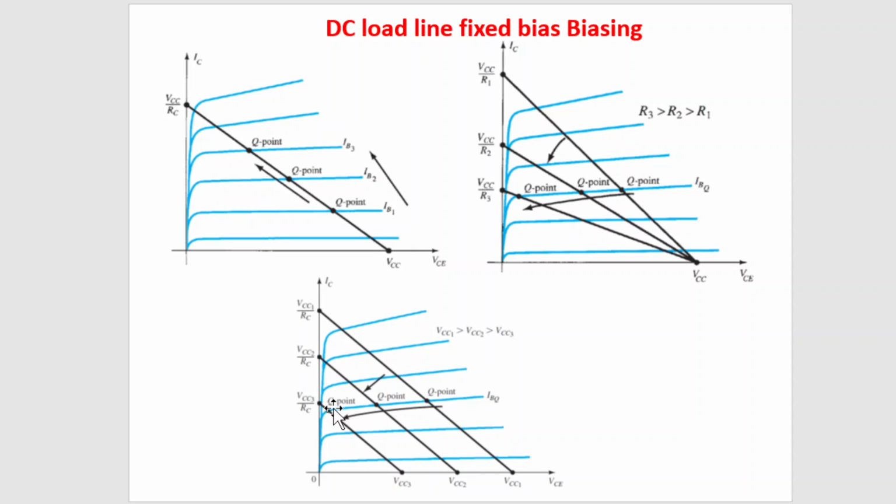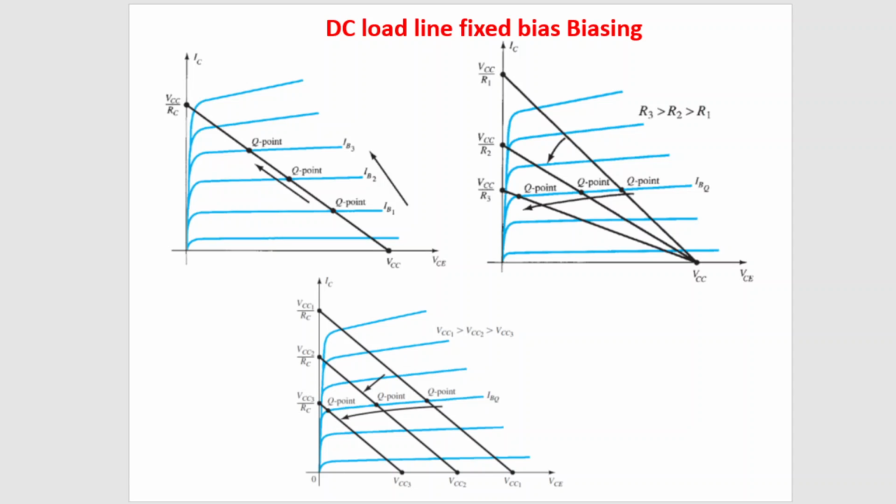That means your Q point for a given fixed bias configuration depends upon three parameters: input current, collector resistance, and your bias DC power supply. So in this way your Q point is changing from one point to another point.